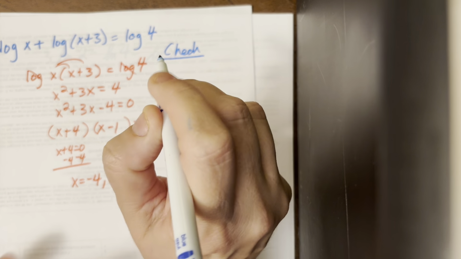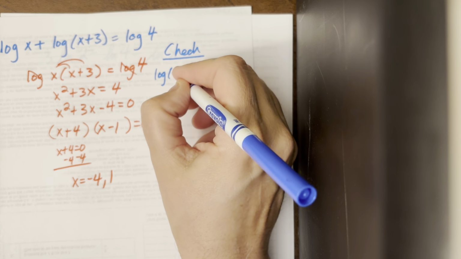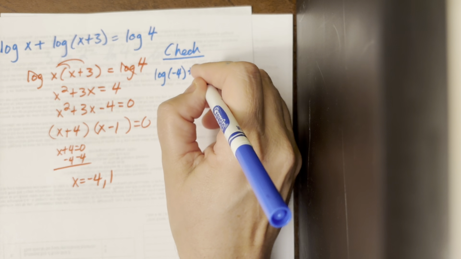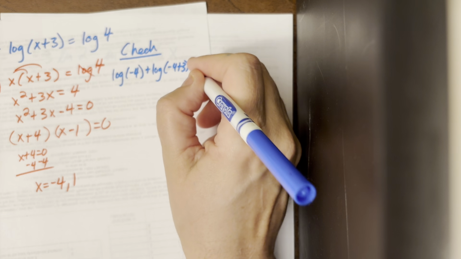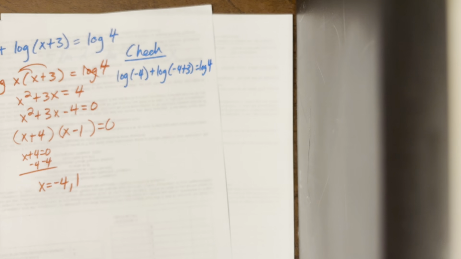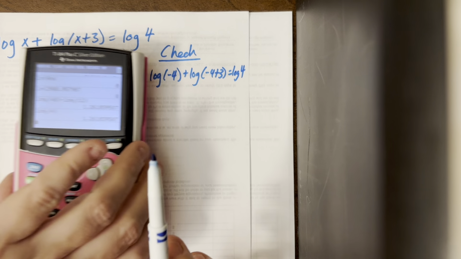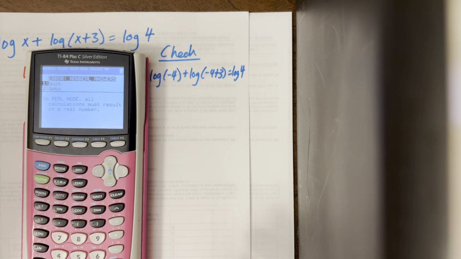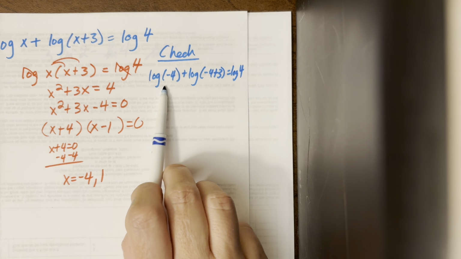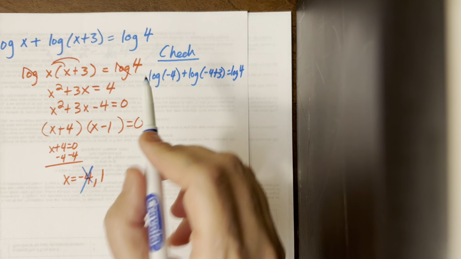I know, I can hear the moans hypothetically here. So I have log of negative 4 plus log of negative 4 plus 3, and that should equal log 4. Can I fit it? Yes, I can. Now, I hope that when you're looking at this, you're saying, wait a minute, I can't take the log of a negative number. It won't let me do that. So once you're here, we know that negative 4 can't work.